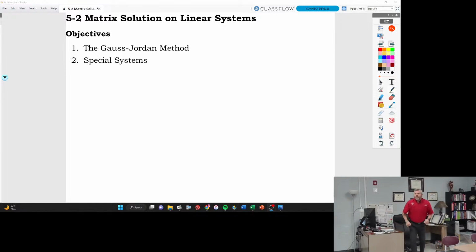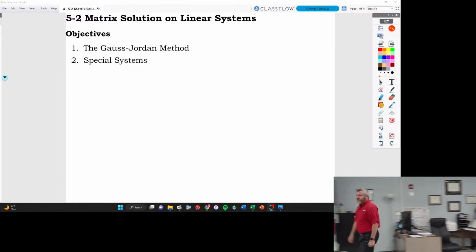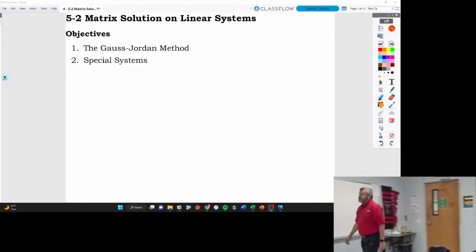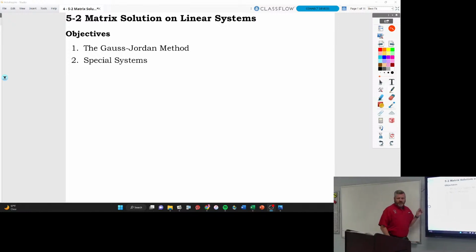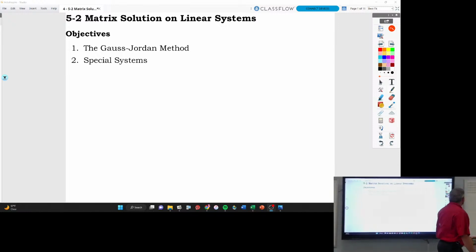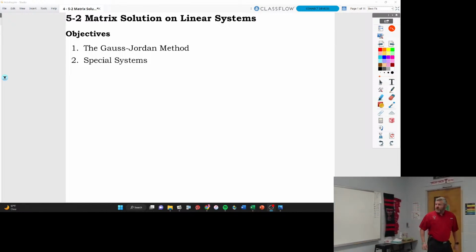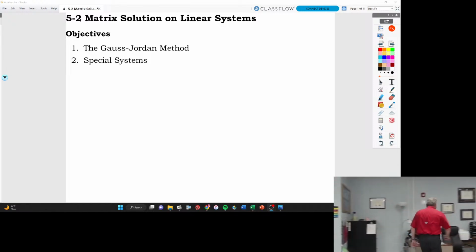Hello, today we're going to talk about section 5-2, matrix solutions on linear systems. We're going to use something called the Gauss-Jordan method of solving a system of linear equations, as well as looking at some special systems.